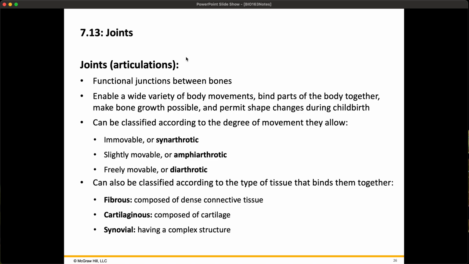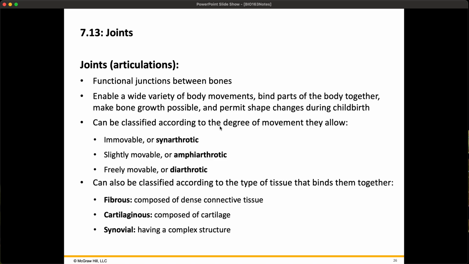In between each of those bones, whether axial or appendicular, there are joints, these articulations. They allow for functional movement between the bones. They enable a wide range of body movement depending on the shape of the bones themselves, the shape of the joint that they form. That's going to determine what type of movement can be allowed.